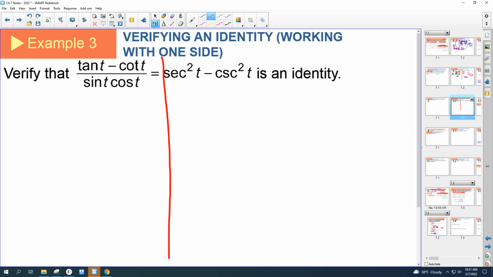Now, I could change stuff into sine and cosine if I want to. Or, in this case, since I see this big messy fraction, it might make sense to split the fraction. That's one of our tips. That's one thing we can do. We're going to split this fraction. So write small. I don't have a whole lot of room here. But if I split this fraction, I've got tangent t all over sine t cosine t.